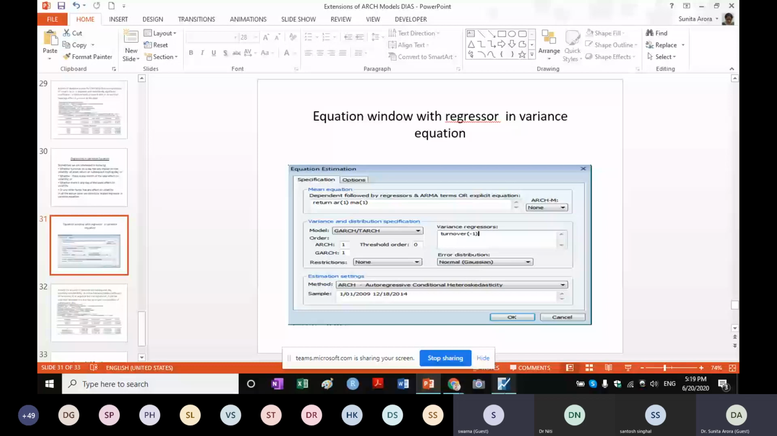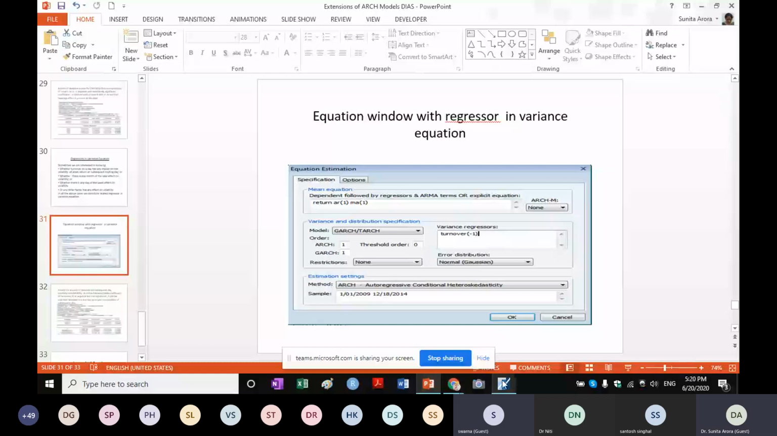Clear? Ma'am, it means that in case we have to find out the impact of any particular variable on volatility, we have to introduce that variable in the variance regression. Fine, ma'am. Yes, Swarna ma'am?